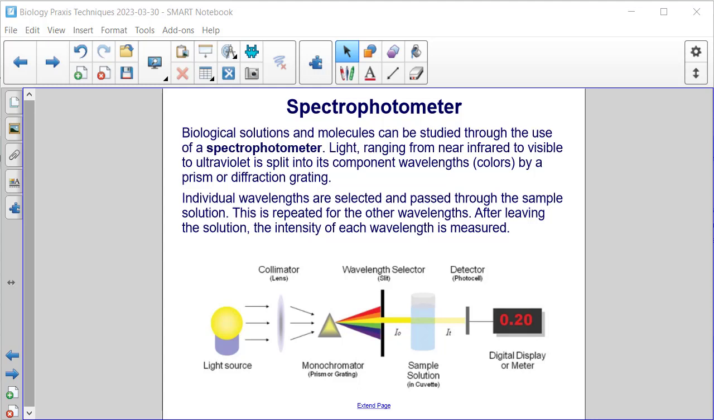Spectrophotometer. Biological solutions and molecules can be studied through the use of a spectrophotometer. Light, ranging from near infrared to visible to ultraviolet, is split into its component wavelengths or colors by a prism or diffraction grating. Individual wavelengths are selected and passed through the sample solution. This is repeated for the other wavelengths of light. After leaving the solution, the intensity of each wavelength is measured.